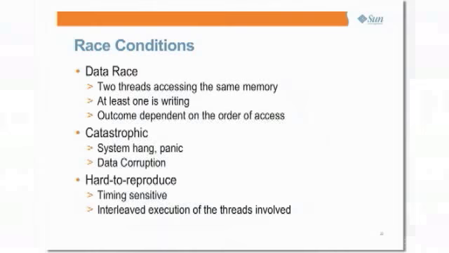Okay, what are race conditions? Races are basically two threads trying to access the same memory. This one is writing, the other is reading. The outcome of the race is dependent on the sequence of access to the memory locations. Again, races can be catastrophic, they can cause system hangs, panics. Sometimes they can lead to data corruption.